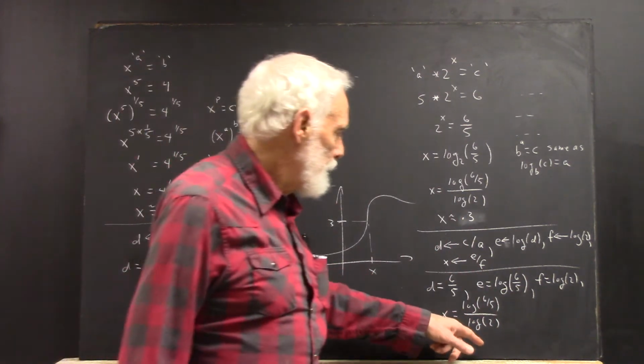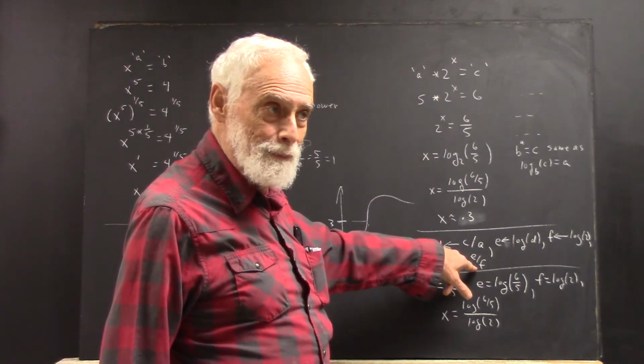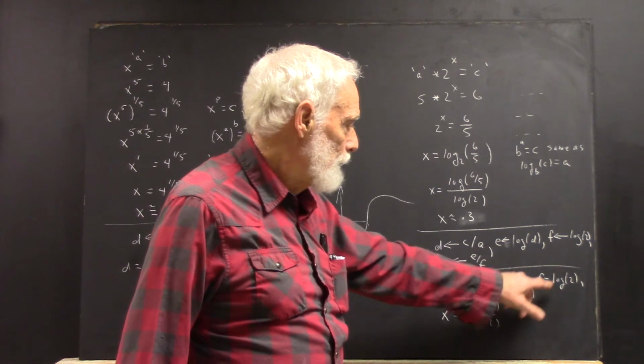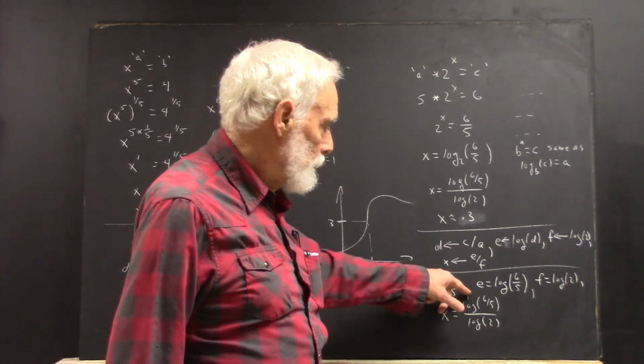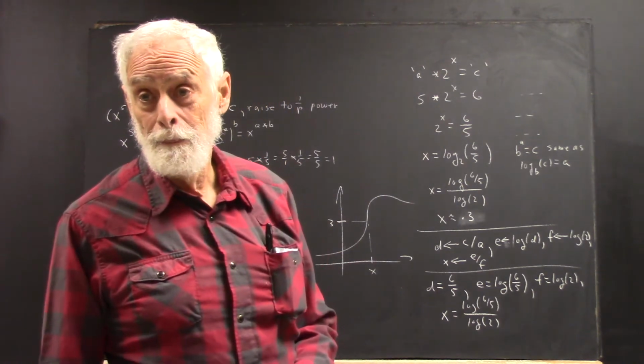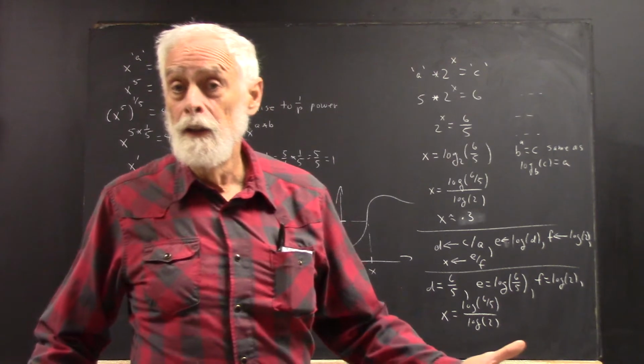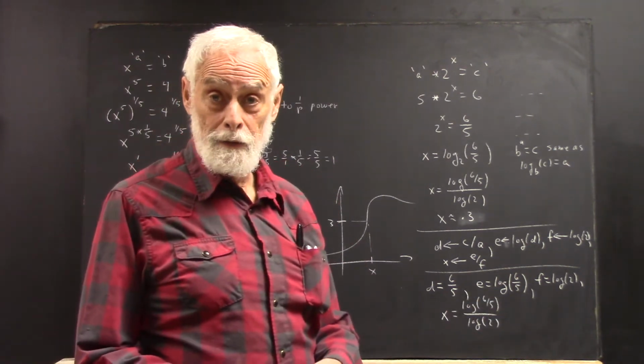So when we write it out, our last step is X is E over F. E is a log of 6/5, F is a log of 2, X is log of 6/5 over log of 2, which is of course what we got. Okay? Now this is not how you solve the equation, this is how you can check to see if your solution is correct. Okay?